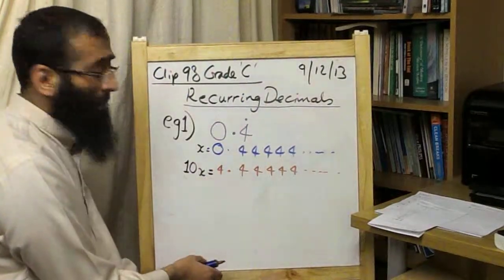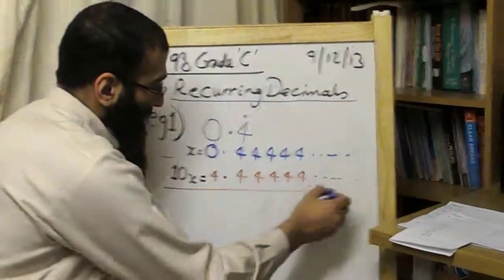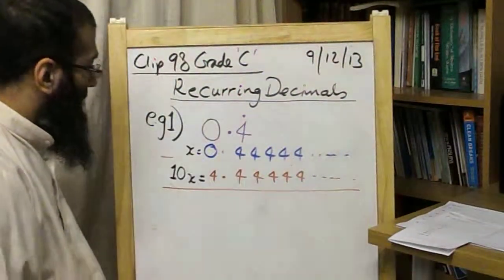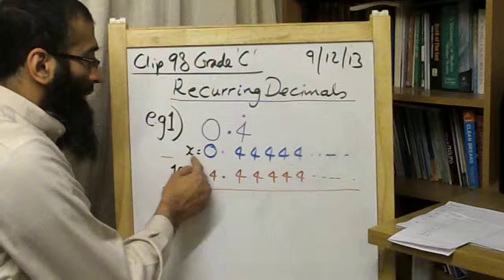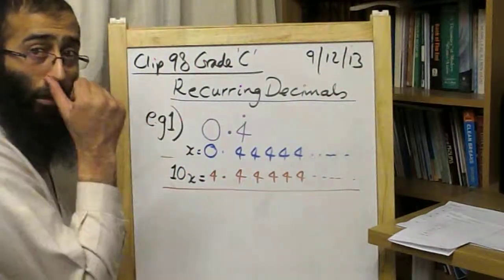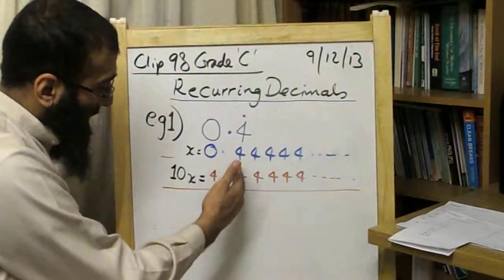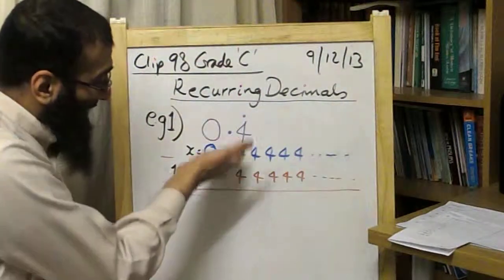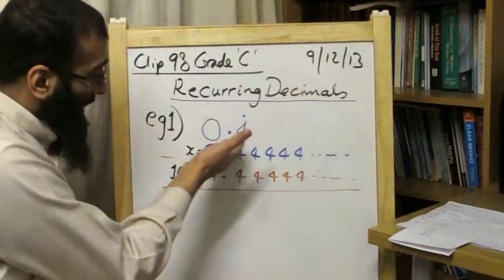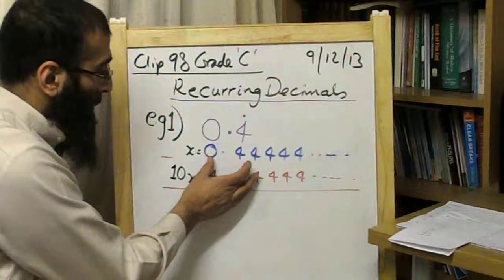Now this is good because these 4s all line up, and if I was to take them away, these two lines, we end up with just the 4 here. So we said let the original number equal x. We multiply the original number by 10. In some questions we need to multiply by 100 or 1000 in order for the numbers to match up with the original number. Here they match up straight away just by doing one step, by multiplying the original number by 10.